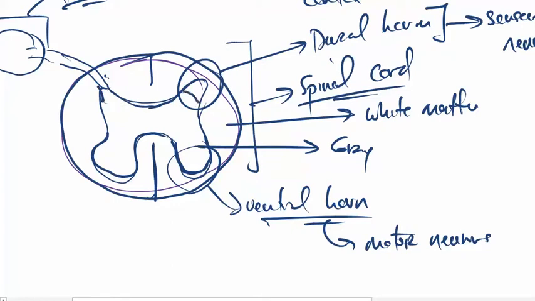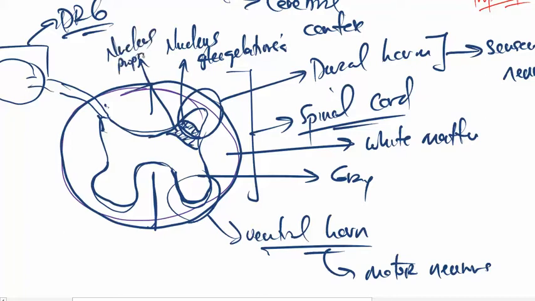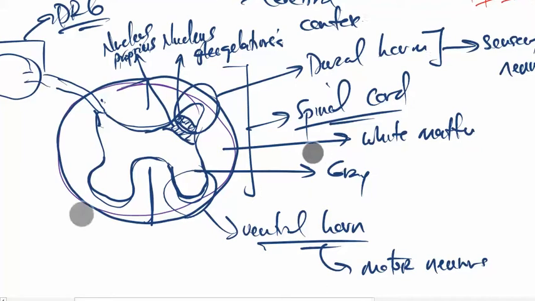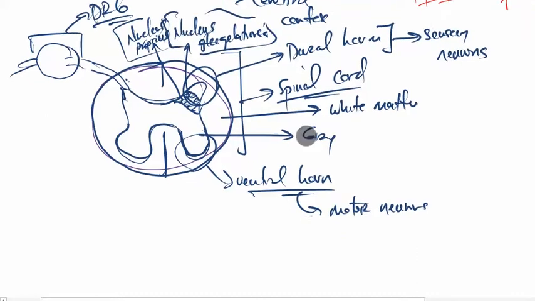Okay, so maybe around here we'll have the nucleus gelatinosa, and then below that we're going to have the nucleus proprius. All right, so these are going to be important later on, the nucleus gelatinosa and the nucleus proprius.